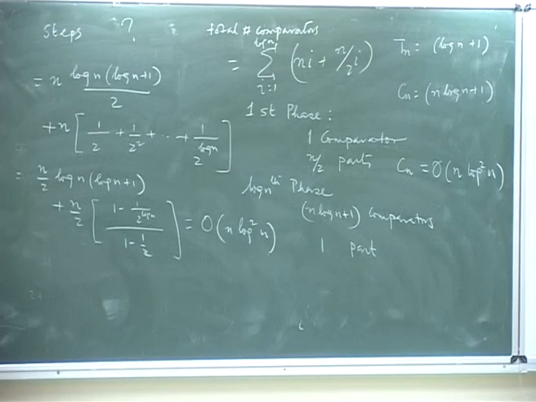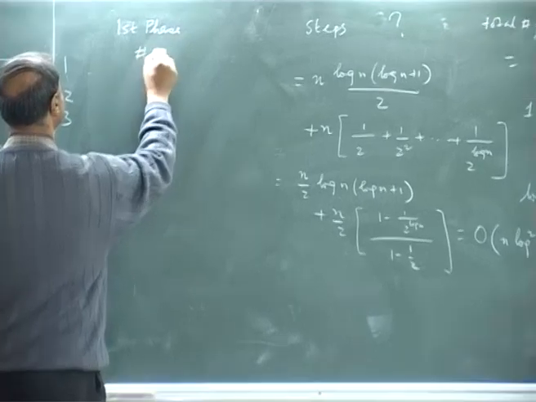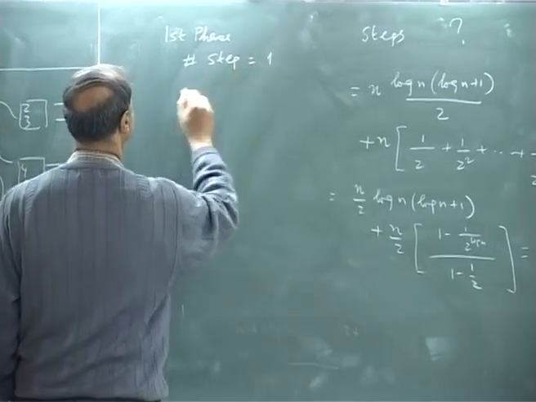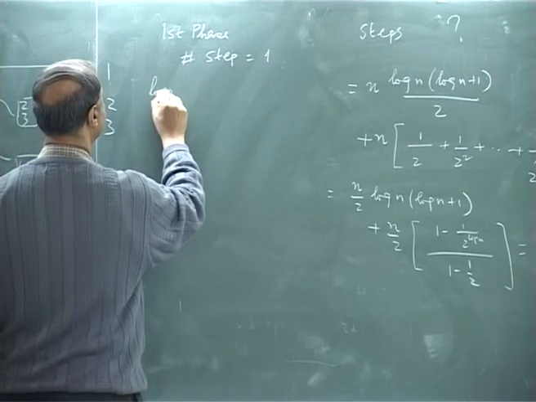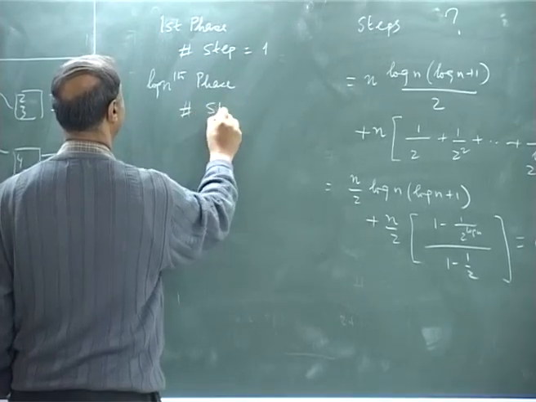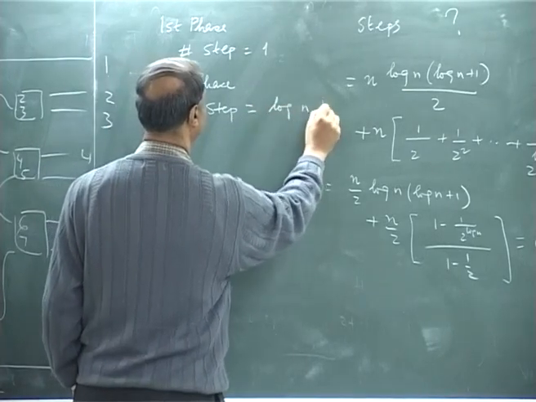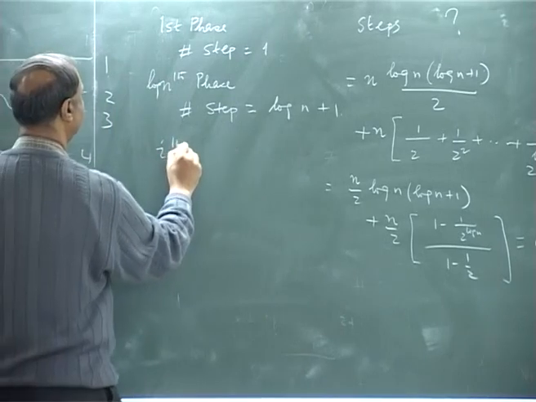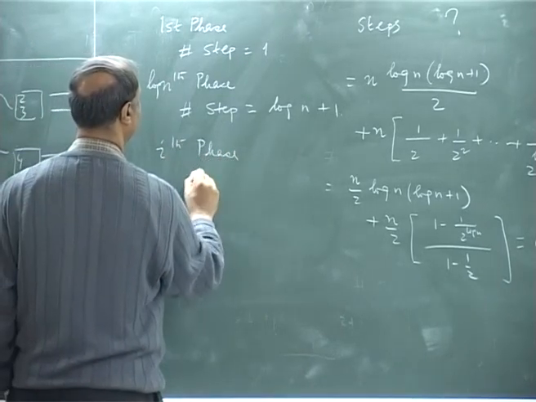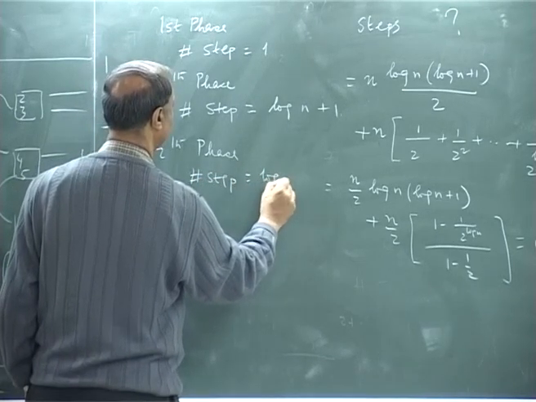2 log n. How did you get that? In the first phase, the number of steps is 1. In the log nth phase, the number of steps is log n plus 1. In the ith phase, the number of parallel steps is log i plus 1.